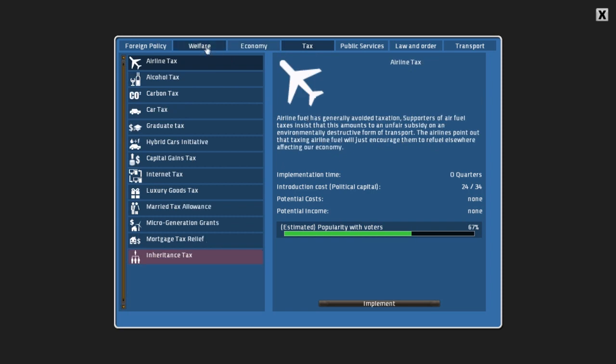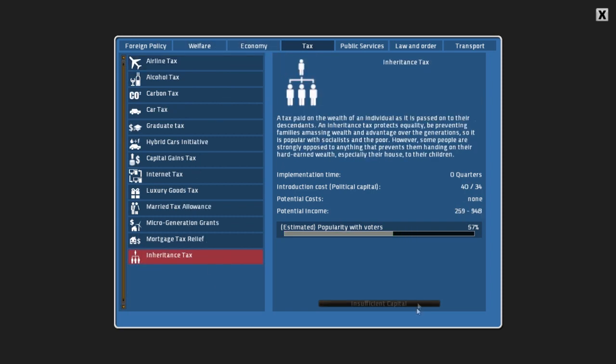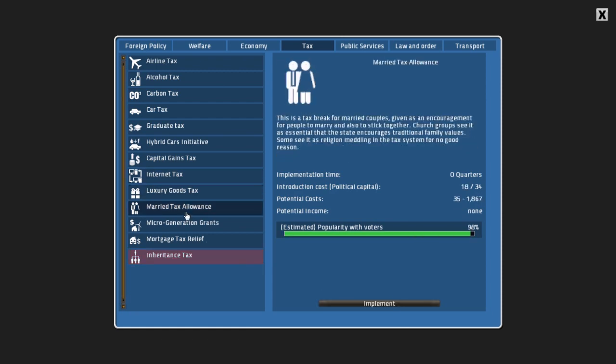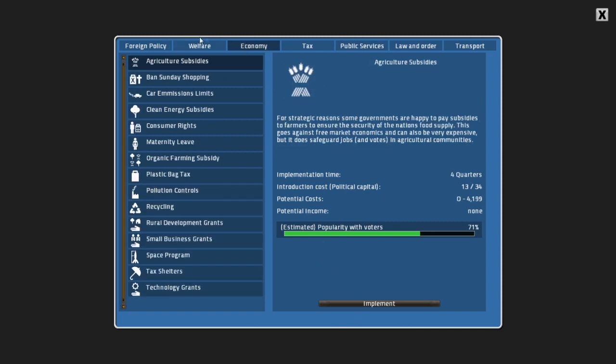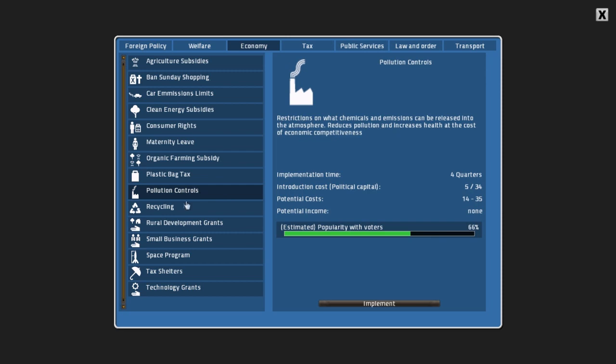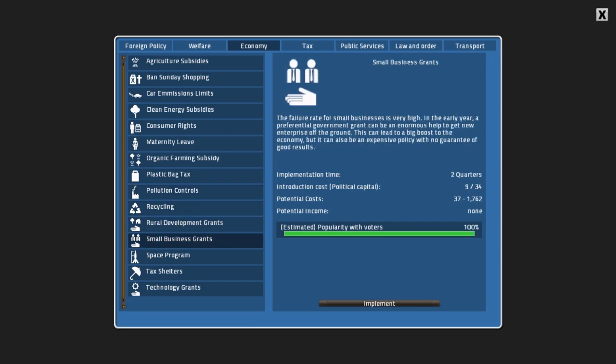When you're picking policies, it will be red if you can't actually implement that policy at the moment because I don't have enough political capital, which makes things a lot easier when you don't have much political capital to see what you can do. The other thing is it will tell you how popular it will be. So it's implied that there are opinion polls and focus groups that will give you a rough idea whether or not it will be popular. Obviously popularity isn't the only consideration.